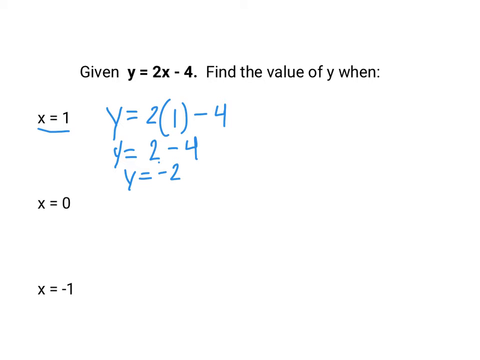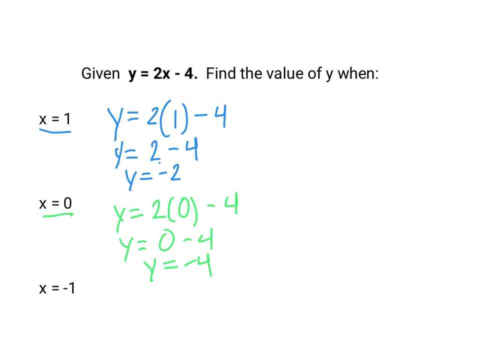Now we're going to try it with x equals 0. So when x equals 0, we're going to find out what y would be. So 2 times 0 is 0 minus 4. One more step, y equals 0 minus 4 is negative 4. So that means when x equals 0, y is negative 4.